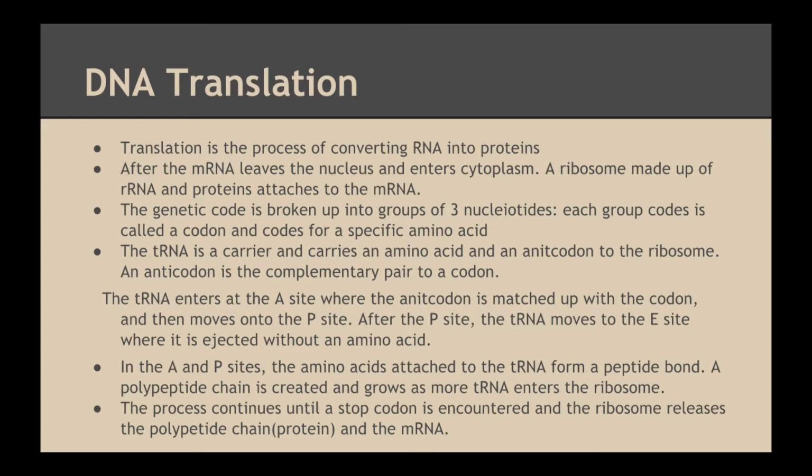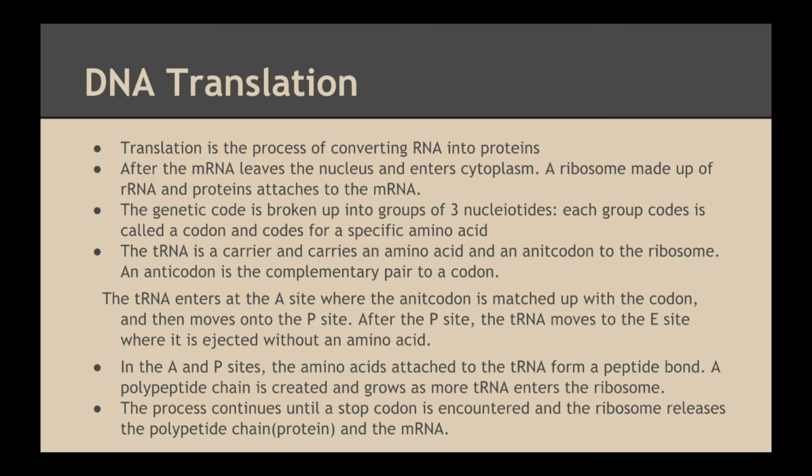The tRNA, or the transfer RNA, enters the ribosome at the A site. Each tRNA carries a different amino acid and also carries an anticodon, or the matching pair to a codon on the mRNA. The tRNA then moves on to the P site, while another tRNA enters at the A site and matches with the codon. The amino acids then form a polypeptide chain through the formation of peptide bonds.